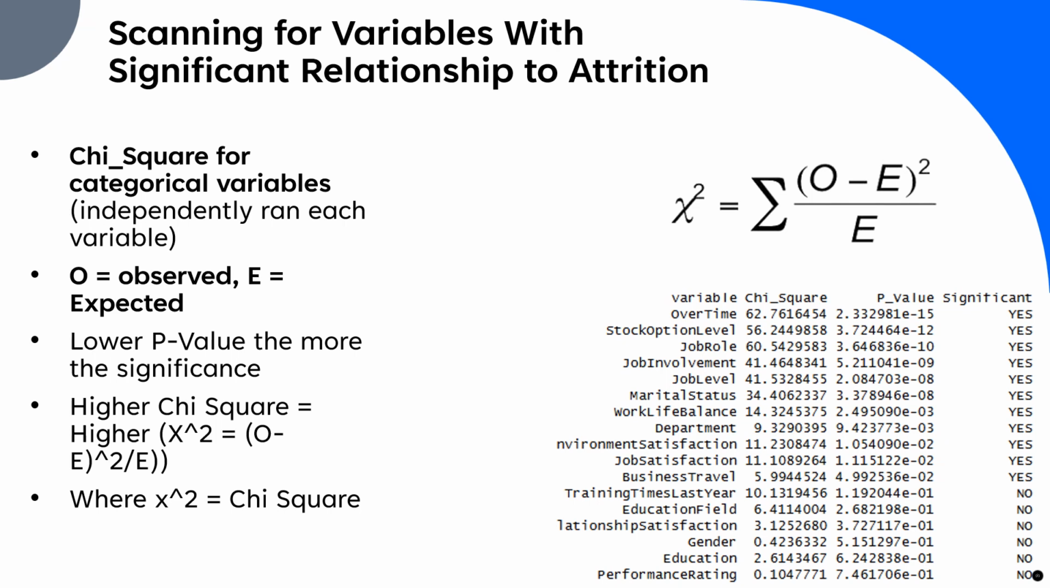And so as you can see, here's the equation for chi-square. X squared would be chi-square in this equation. O equals the observed, and E equals the expected.